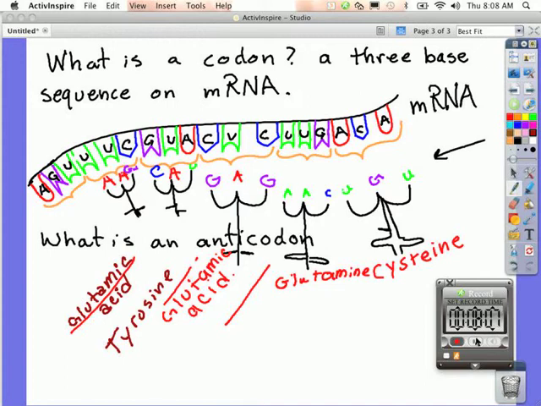Question 1C on page 371 asks, using the table in figure 13.6, identify the amino acids specified by the codons. They give you 3 codons there: UGG, AAG, and UGC.